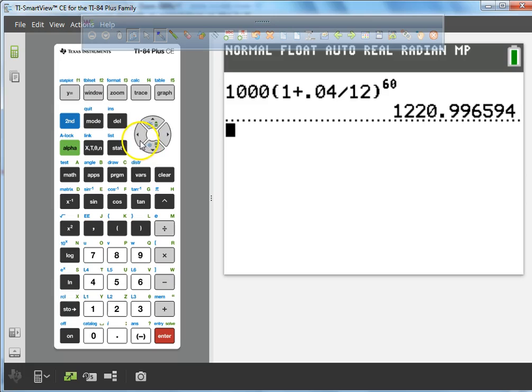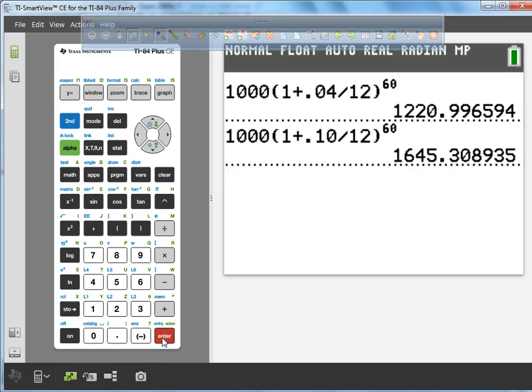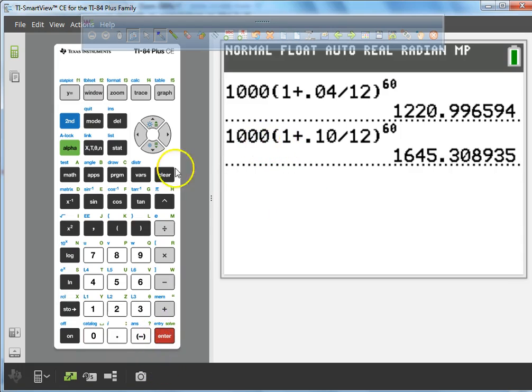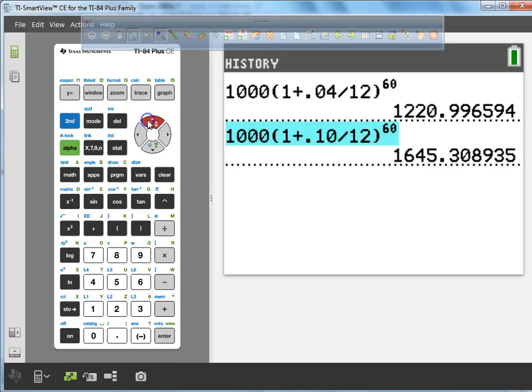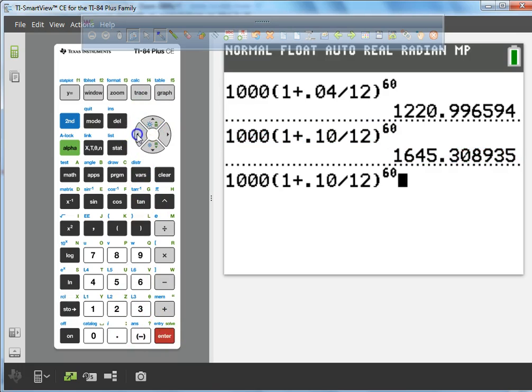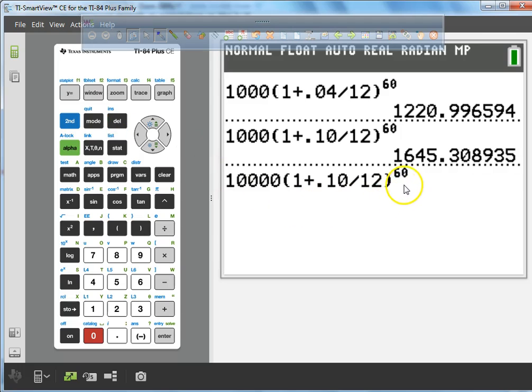Now listen up. Let me tell you something. Watch what happens when you change the percentage. You guys ready? Percentage matters, guys. This is at 4%. What if you earned 10%? Now, how about this? Last thing. What if you started with $10,000? $10,000, you left it for 5 years.